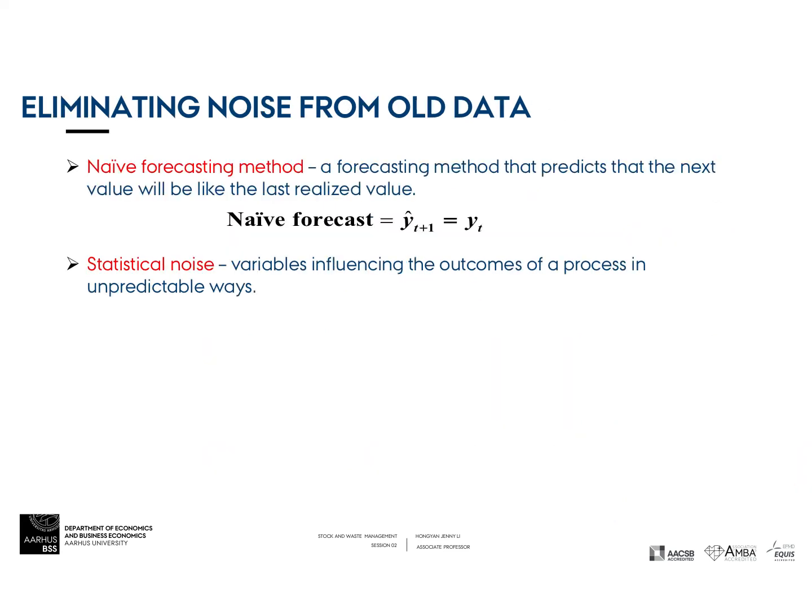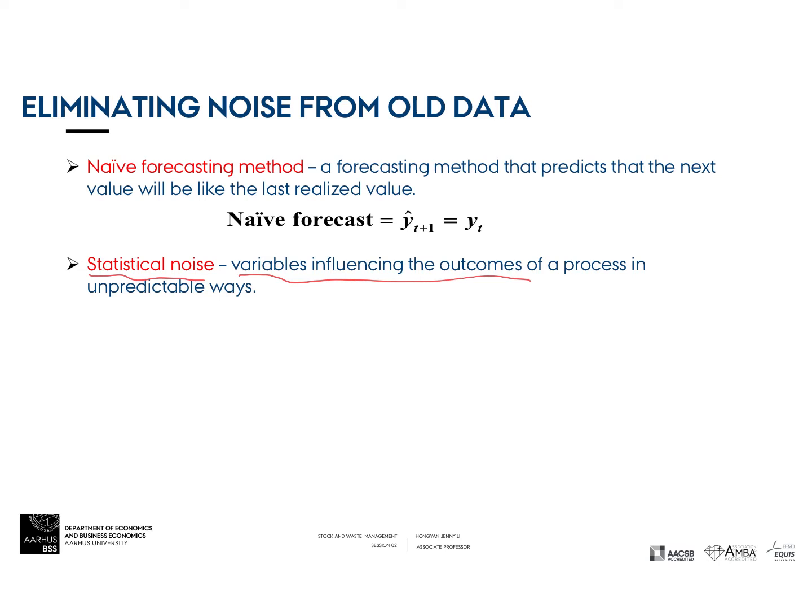The purpose of forecasting actually is to explore the pure noise. If we can find trends, seasonality, or other systematic factors in your sales or in your data, then these are all controllable, predictable factors. But if there are some variables that influence the outcome of your process but we cannot predict them, then that's called noise, or we call it statistical noise.